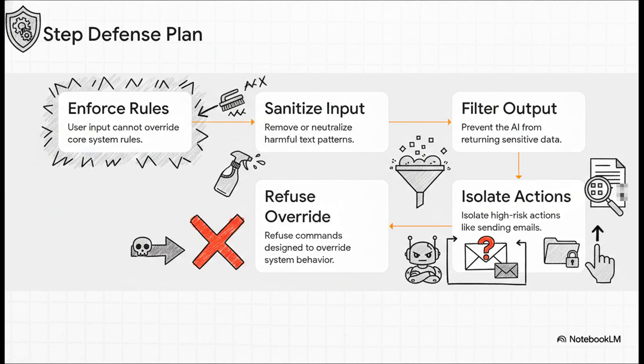So, what does a layered defense actually look like in practice? Well, it starts with enforcing those core system rules, making sure a user's input can't just steamroll them. Next, you have to sanitize the input. That means cleaning out any suspicious text patterns. You also have to filter the output to make sure sensitive data never, ever leaks out. And this next one's crucial. You have to isolate high-risk actions. Think about making the AI get a human's okay before it does something like send an email. And finally, you train the system to spot and flat-out reject those classic "ignore all previous instructions" commands.